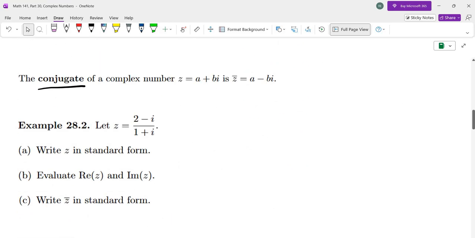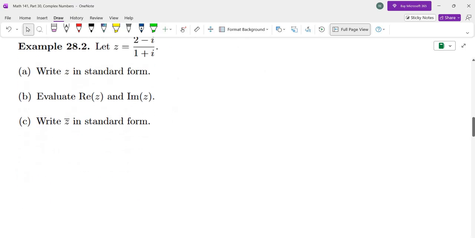The conjugate of a complex number z equals a plus bi is a minus bi, and the notation is z bar, so that is the conjugate.